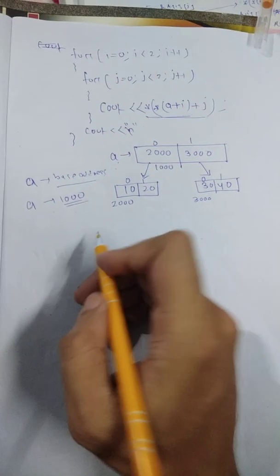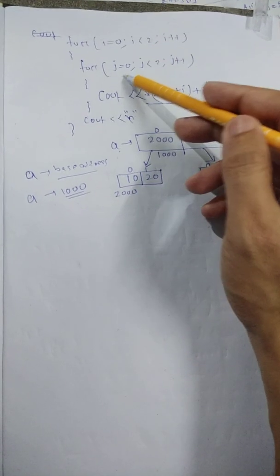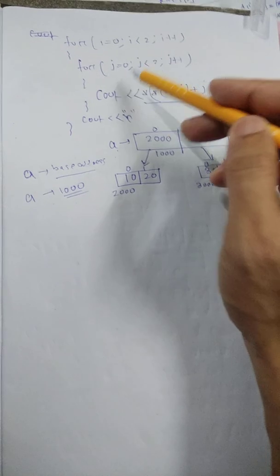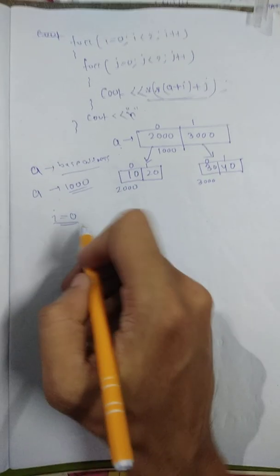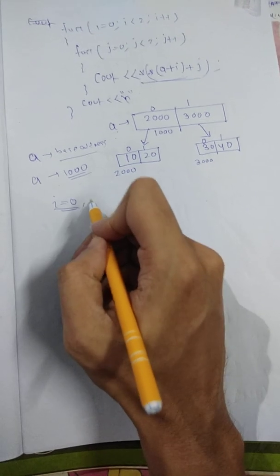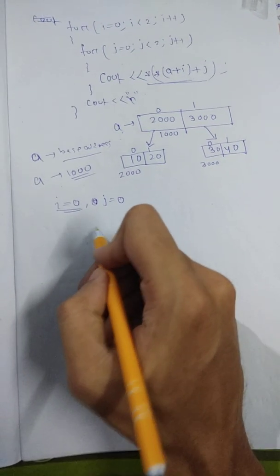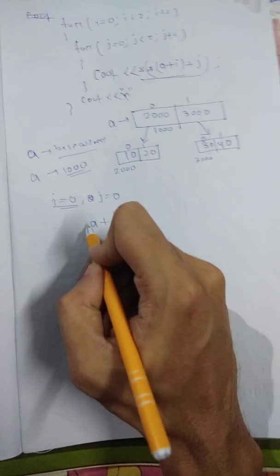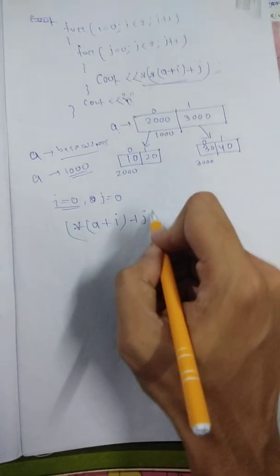Then write the formula. The loop runs for i equals 0, and here j will run 2 times. Then for i equals 1, j will run 2 times. So I am starting with i equal to 0 and also j equal to 0. Then what happens? What is the formula here? Star, open bracket, star, A plus i, close bracket, plus j, again whole star.